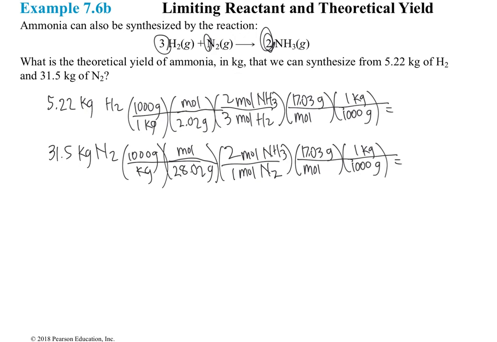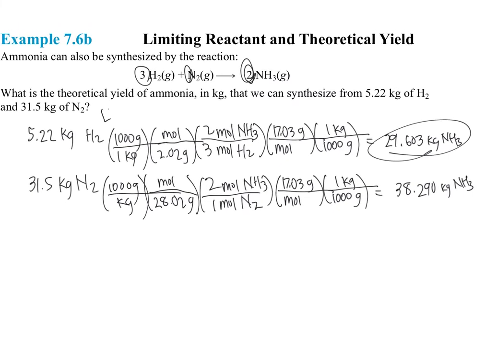So after I calculate all of that out, I get 29.603 kilograms of ammonia from hydrogen, and I get 38.290 kilograms of ammonia from nitrogen. So it looks like my theoretical yield is that lowest amount, and my limiting reactant was hydrogen.